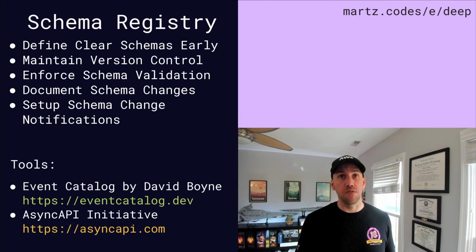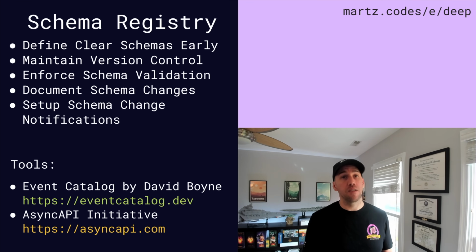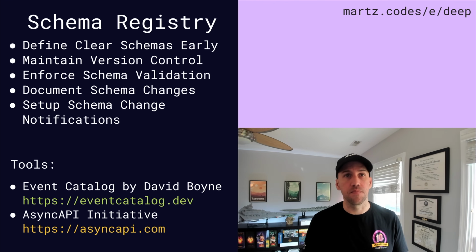A schema registry can play an important role in managing and maintaining the structure of event data in event-driven architectures. It ensures consistency, clarity, and compatibility across different parts of the system. Start by defining clear and concise schemas at the beginning of your project. Early definition helps in establishing a strong foundation for your event data structures.